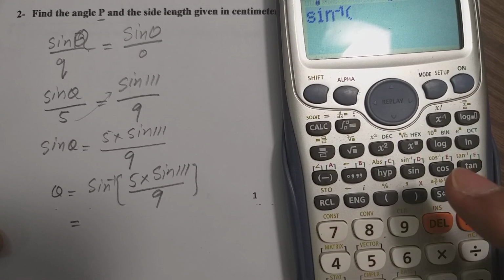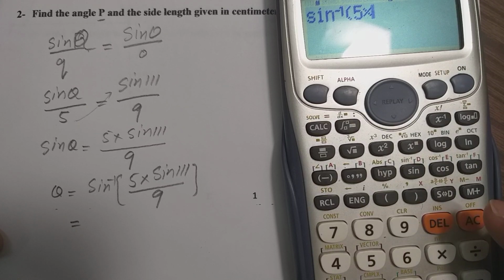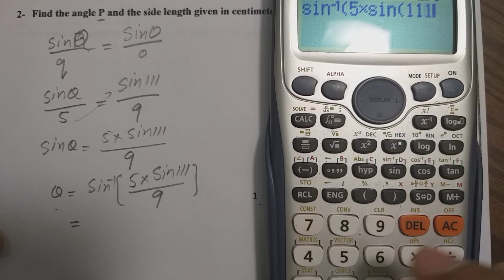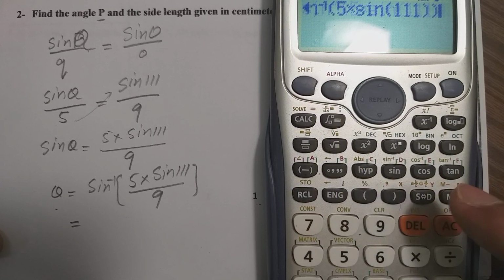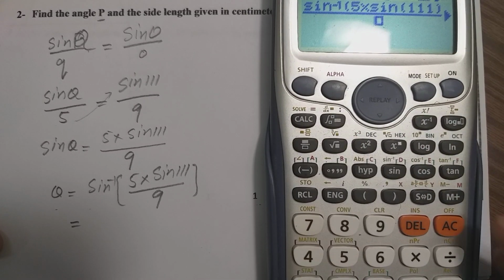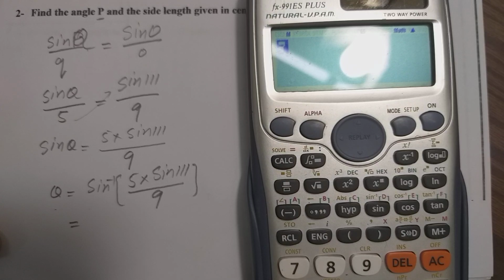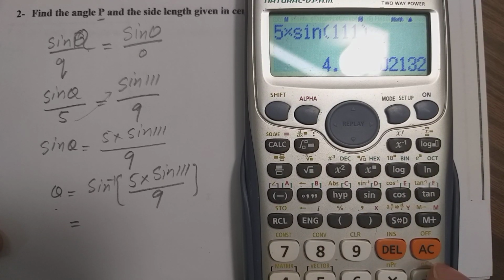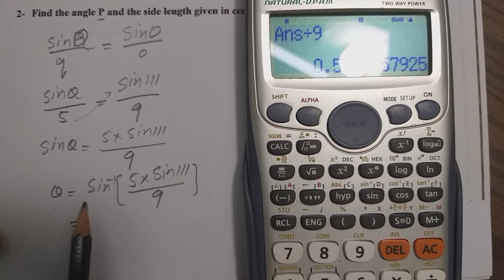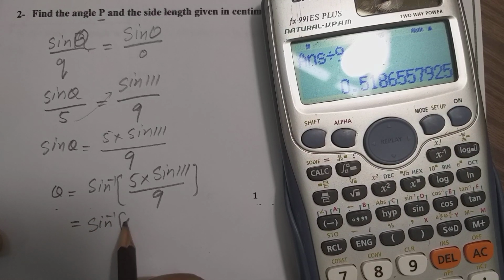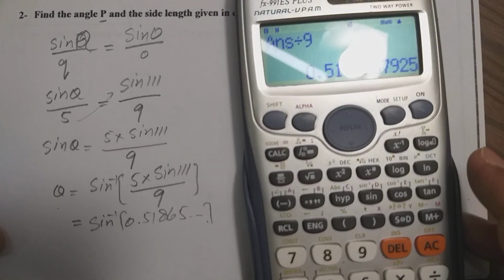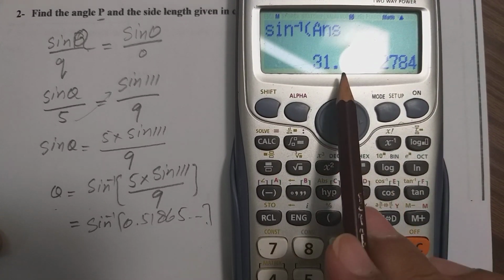Shift sine and 5 times sine 111. Okay, no, it's not working here. So first find 5 times sine 111, then divide by 9. Then we have sine inverse of 0.5186 and so on. Taking shift sine inverse, the answer I have is 31.2224.